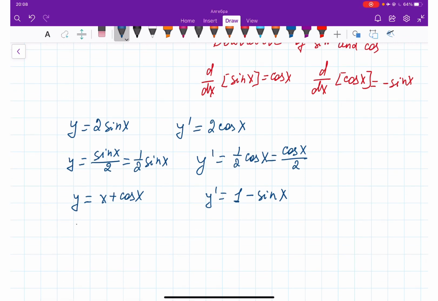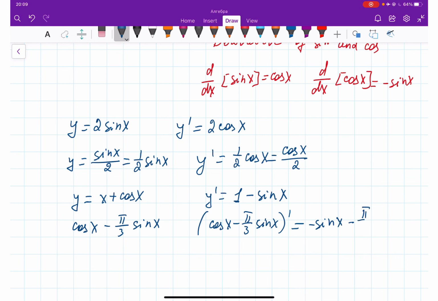And lastly, cosine x minus pi over 3 sine x. Okay, so the derivative is going to be: the derivative of cosine x is negative sine x, right? Because the derivative of cosine is negative sine. Minus pi over 3 is going to stay as a constant, and the derivative of sine x is cosine x.